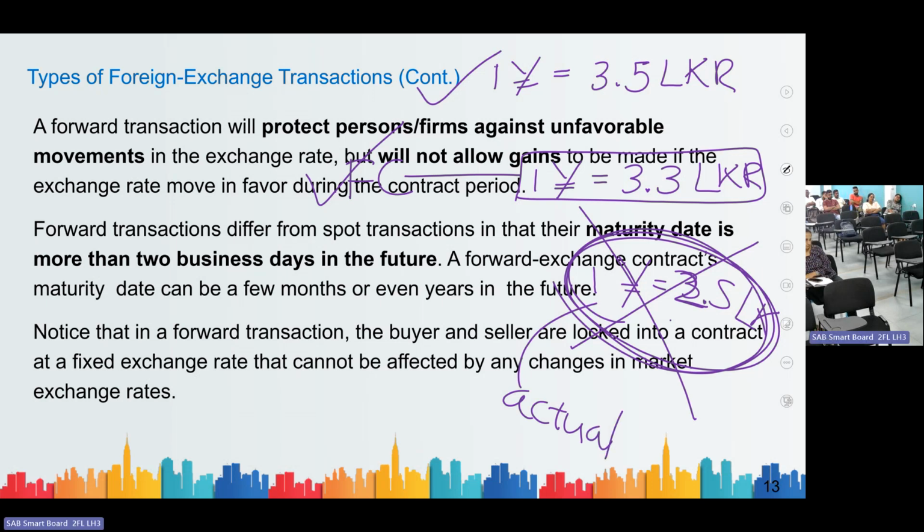That's why it says it protects firms or people against unfavorable movement, but it will not allow people or firms to gain or to profit from foreign exchange forward contracts. So they have to stick to the contract.